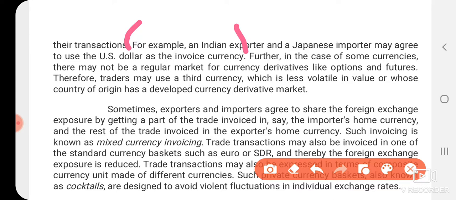Further, in the case of some currencies, there may not be a regular market for currency derivatives, isn't it? For all currencies there won't be the same options. There may be some type of risk. In case of some currencies, there may not be a regular market for currency derivatives like options and futures. In the previous video I said the option contract is also one of the derivative contracts. In order to hedge the risk, there may be two parties.